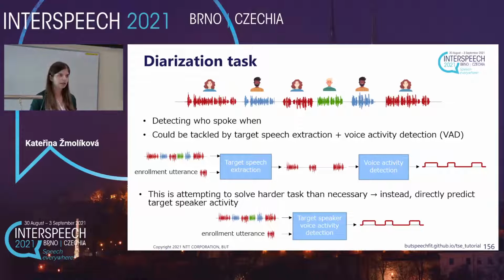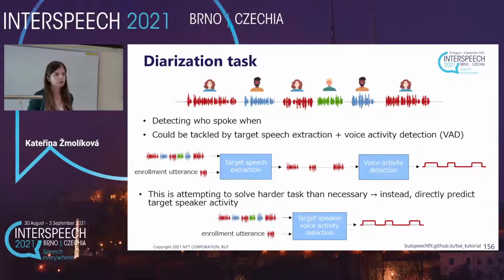In theory, if we have enrollment utterances for all the speakers, it could even be tackled by target speech extraction in combination with voice activity detection. So we could first apply target speech extraction to extract the signal of a particular speaker, and then apply voice activity detection on the extracted signal to get the speaker activity. And we could do this for all the speakers that we are interested in.